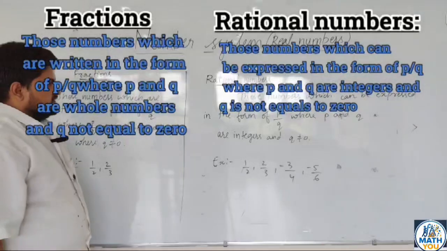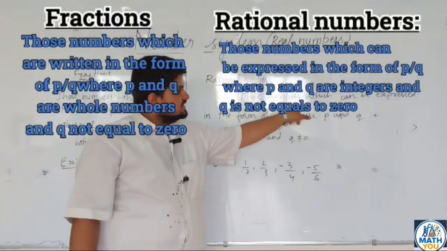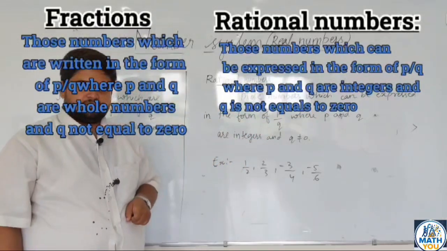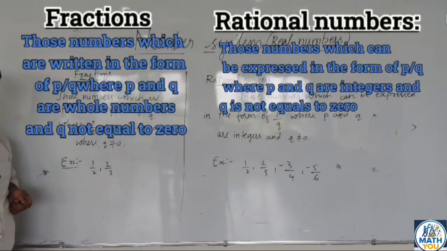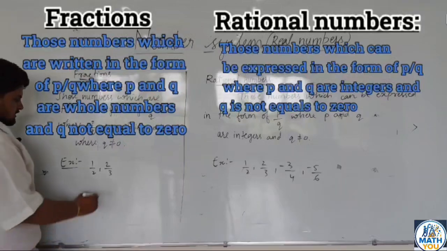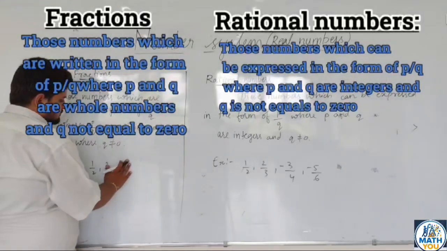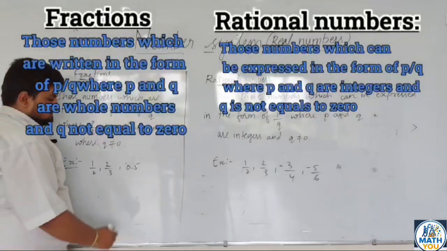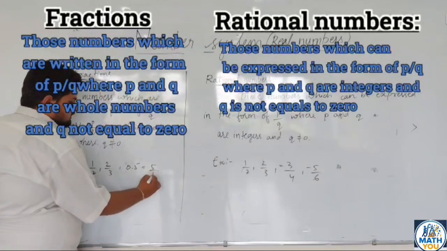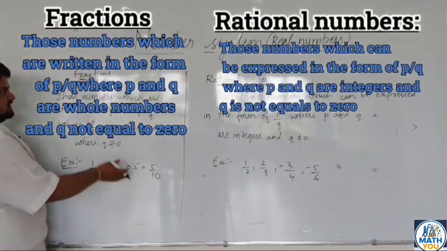Look at one more difference. Here, those numbers which can be expressed in the form of p by q. Here, those numbers which are written in the form of p by q. Then what is the difference between these? So if I am writing 0.5, it can be written as 5/10. You all know that. Now, is it a fraction?